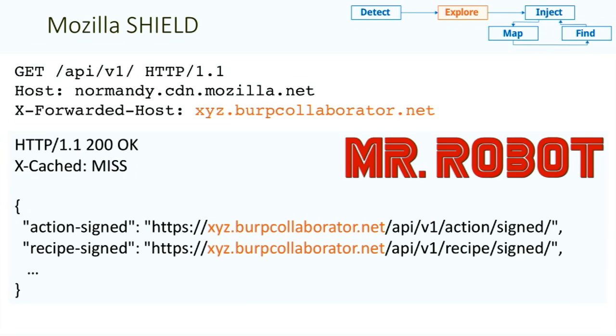Also, there were some unsigned versions of these recipes, which aren't used by Firefox, but they are apparently used by Mozilla's back-end recipe development infrastructure. So I could potentially have used that to gain access to that infrastructure, got hold of the signing key, and then got my 50 million browser botnet. They patched this one remarkably fast when I reported it.